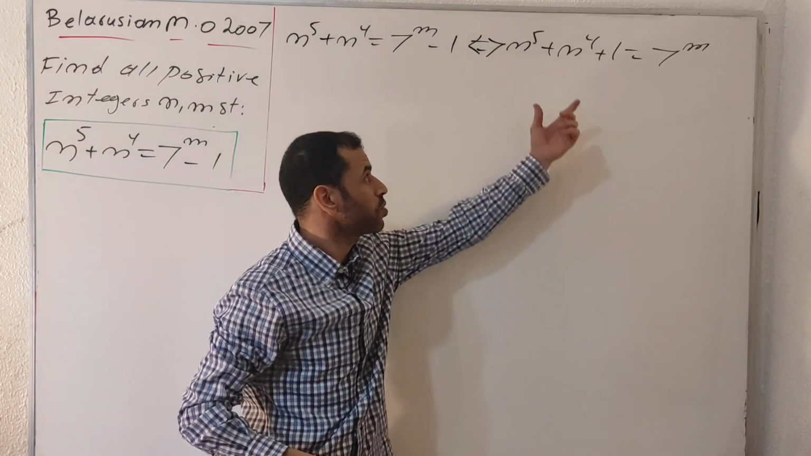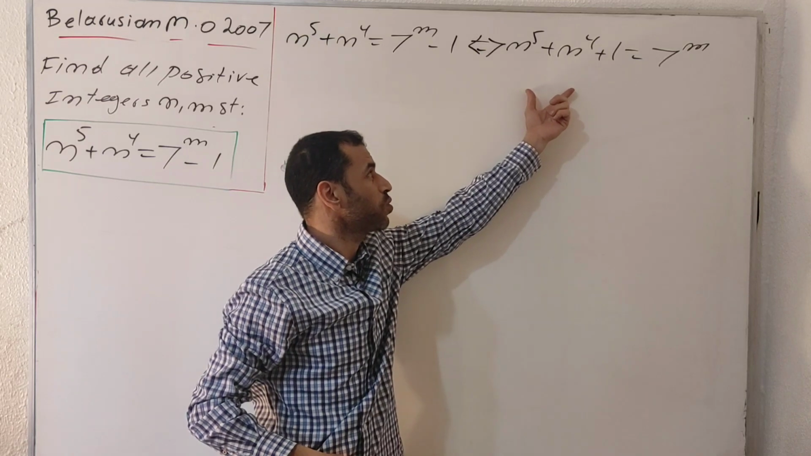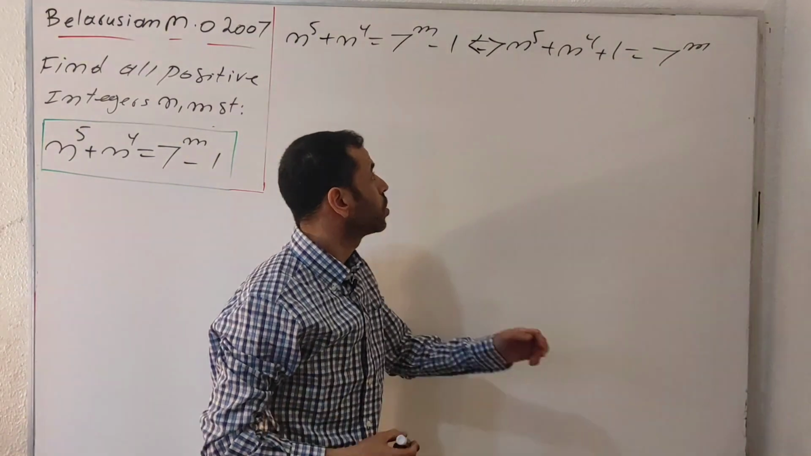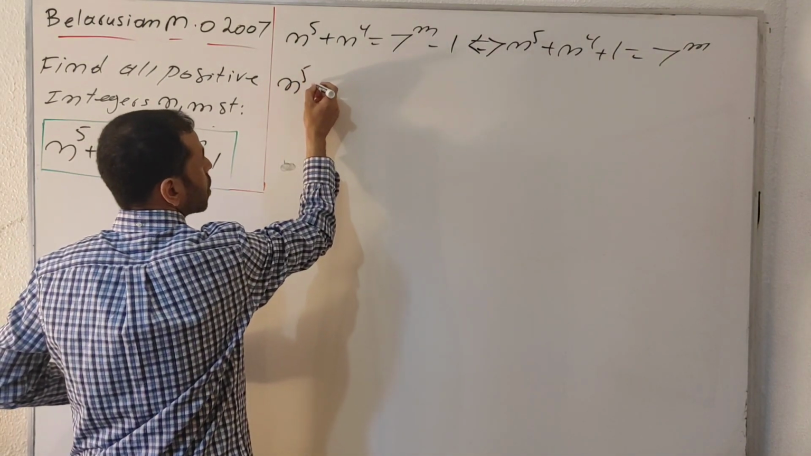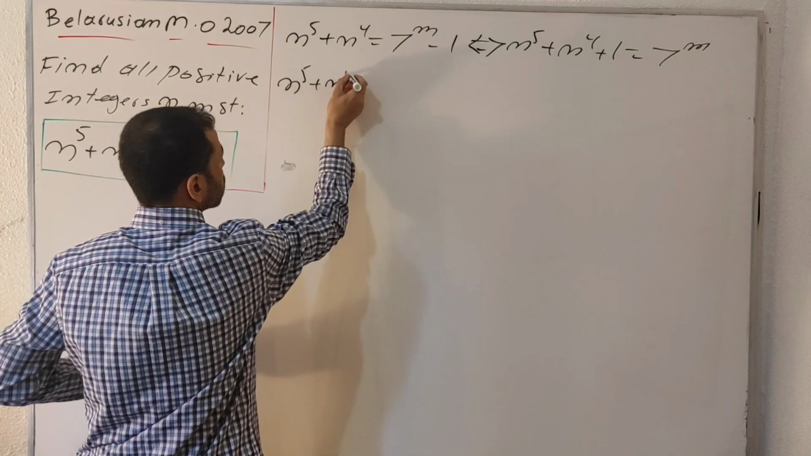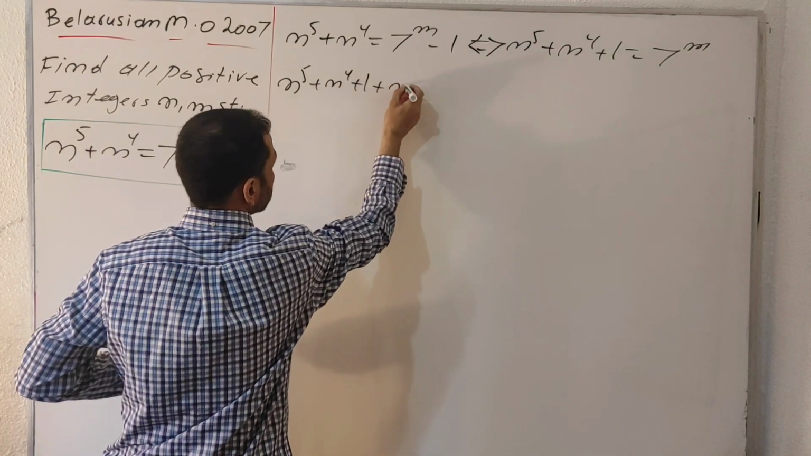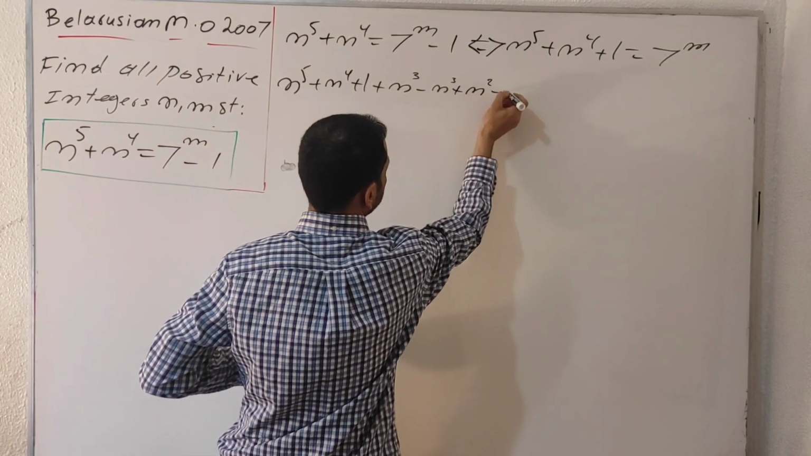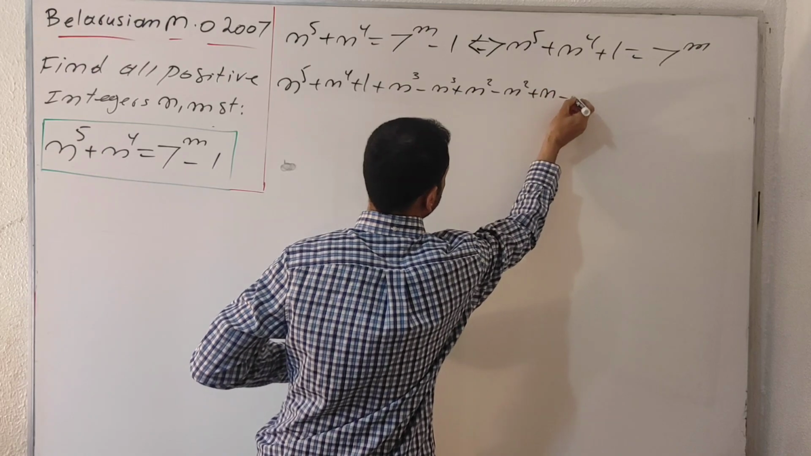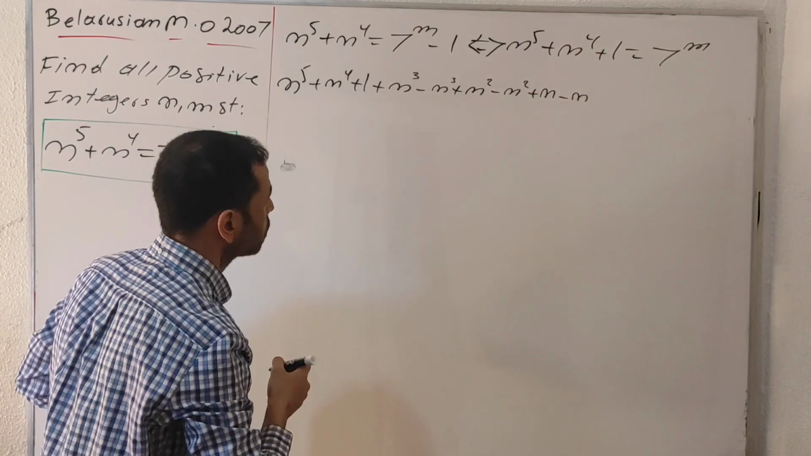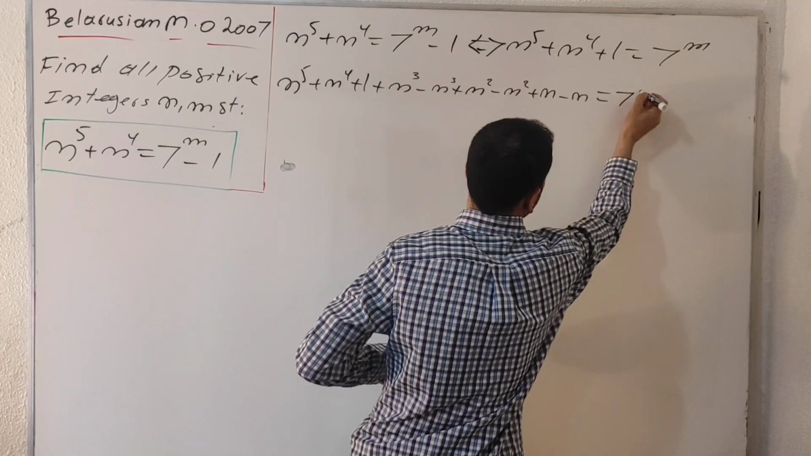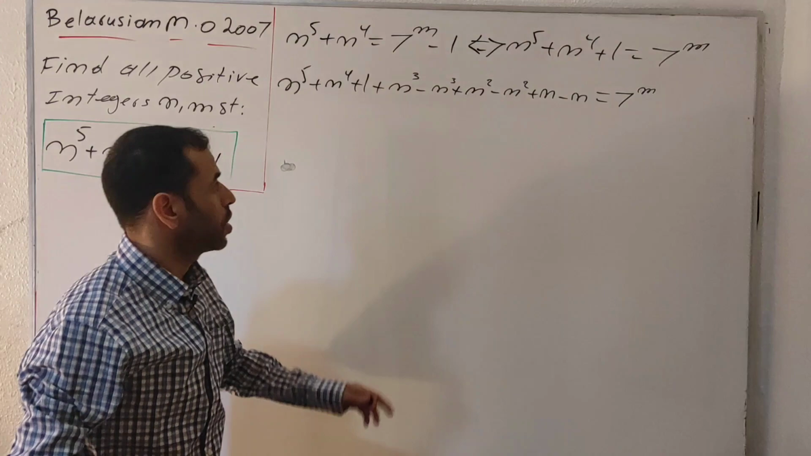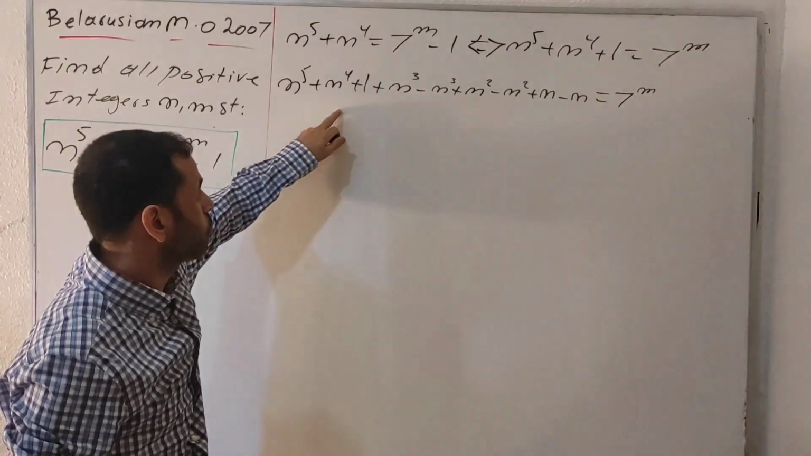It seems hard to factor out this expression, but we are going to use some tricks to get it factorized. I'm going to write n to the fifth plus n to the fourth plus 1 as n to the fifth plus n to the fourth plus 1, adding n cubed minus n cubed, plus n squared minus n squared, plus n minus n, equals 7 to the m. I did nothing here, I'm just adding a term and subtracting the same term. Now I'm going to rearrange and group these terms.